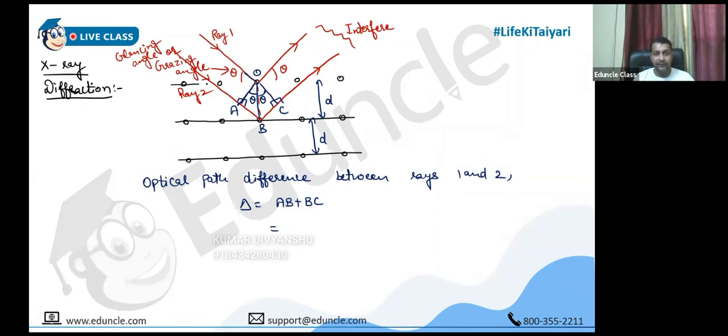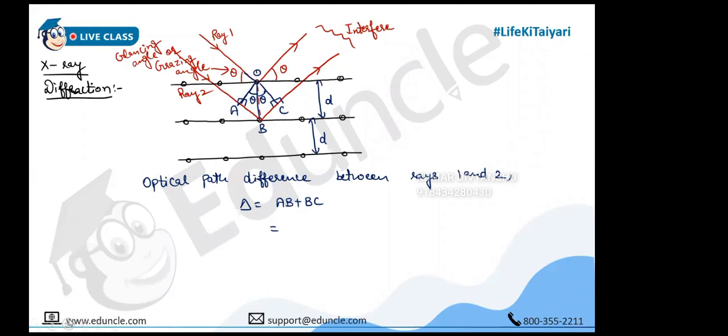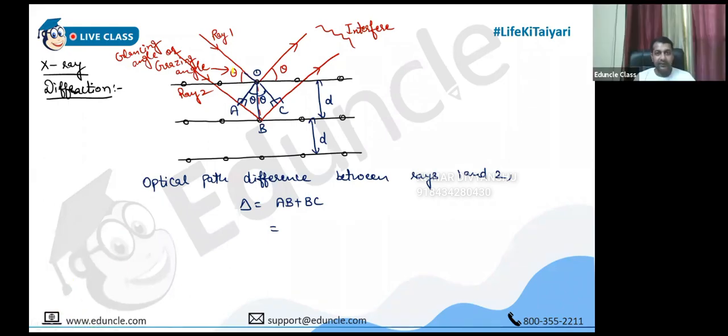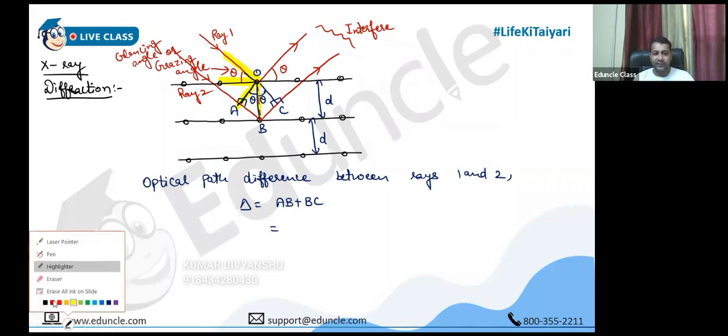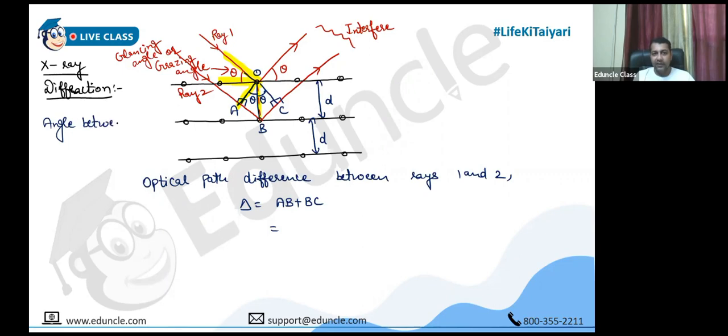Clear or not? Okay, let me highlight it. This line is perpendicular to this, and this line is perpendicular to this one. So the angle between those two lines will be equal to the angle between OA and OB. This is the result you know from your elementary level: the angle between two lines is equal to the angle between their perpendiculars.